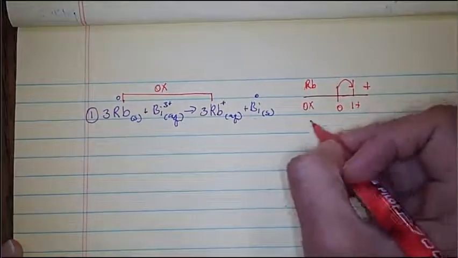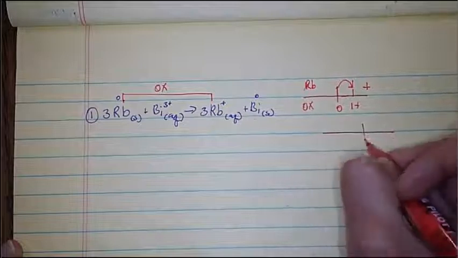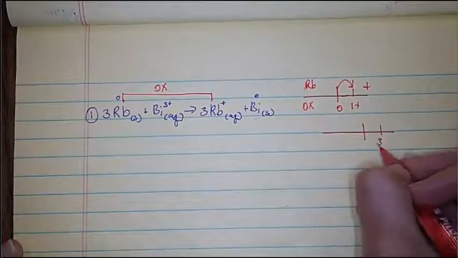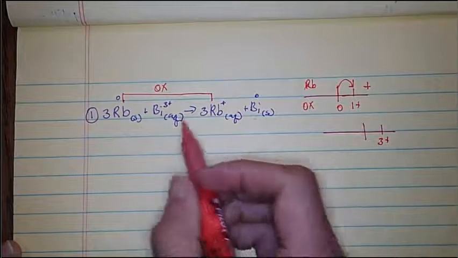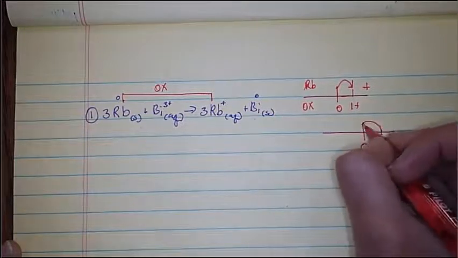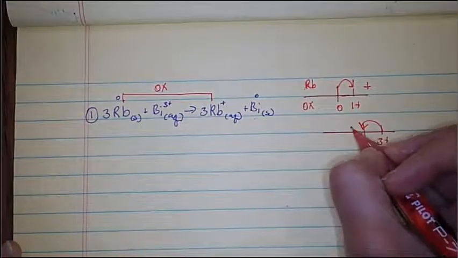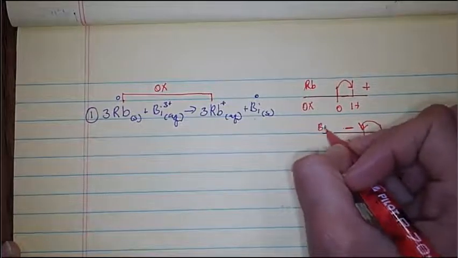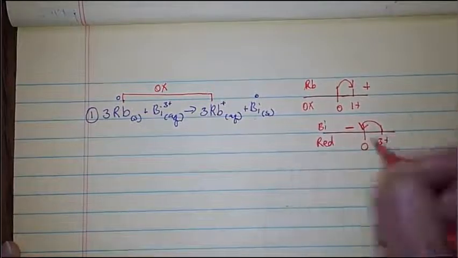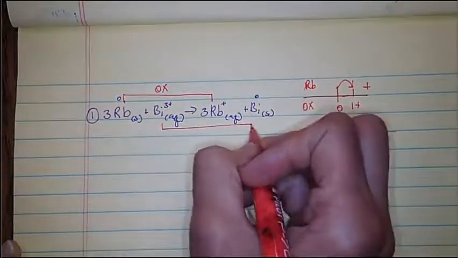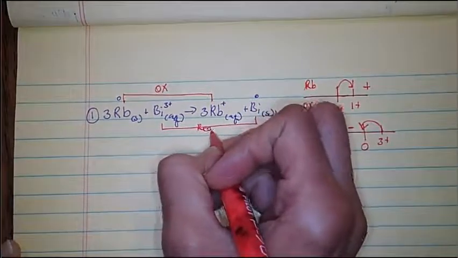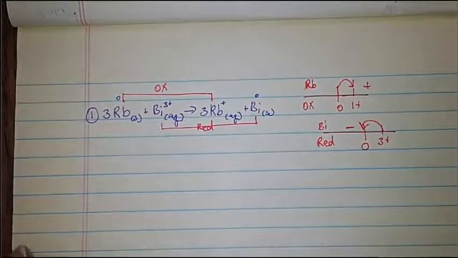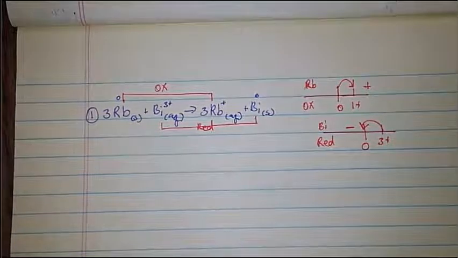Now I've got another number line right here, and I'm going from a 3 plus all the way to a 0. So I'm going this way, and this is my bismuth. I am getting reduced, or I'm gaining electrons. So this would be reduction. Okay, so now I've got my reduction.